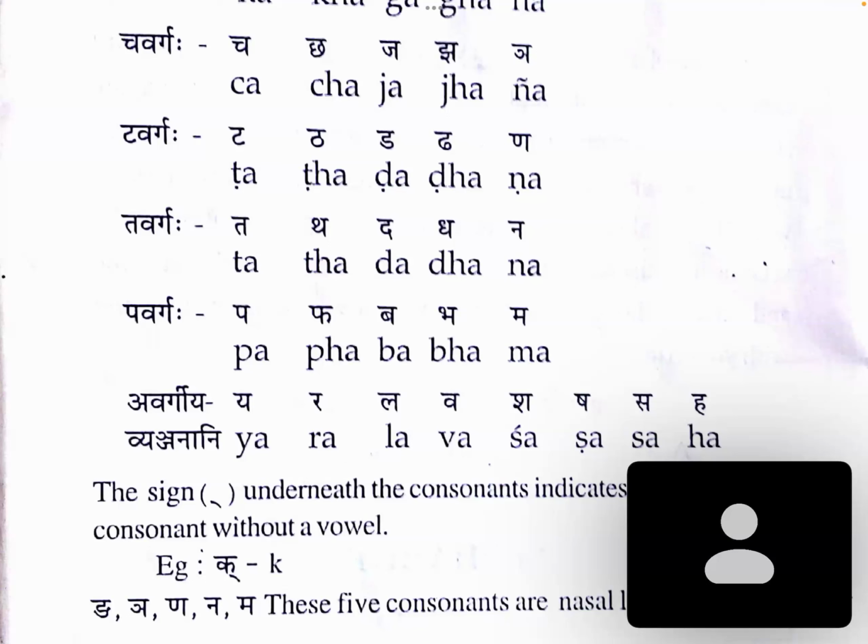What are they? Ya, ra, la, va, sha, sha, sa, ha. See how I am pronouncing? Ya, ra, la, va, sha, sha, sa, ha. When we are learning in the beginning, how do we have to learn? We have to learn Shiva sha. In the spelling of Shiva, the first sha comes. So we can say Shankara sha also. When writing Shiva, we use this sha.